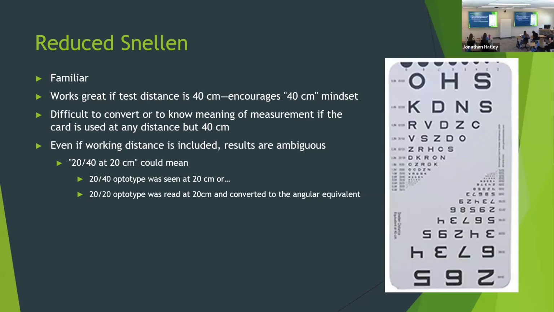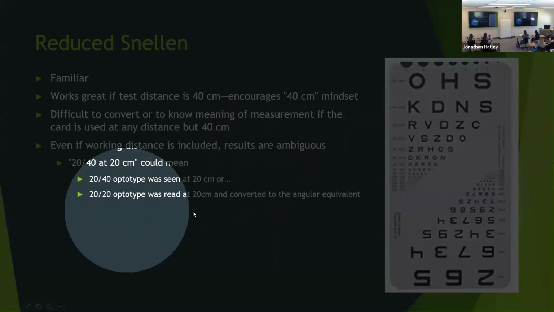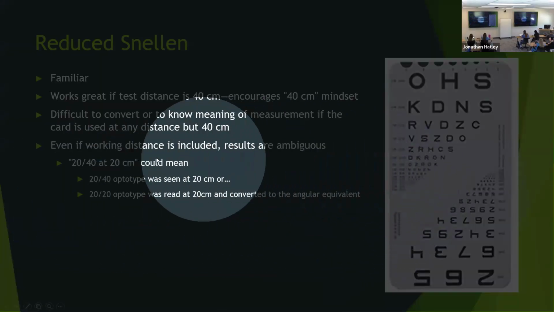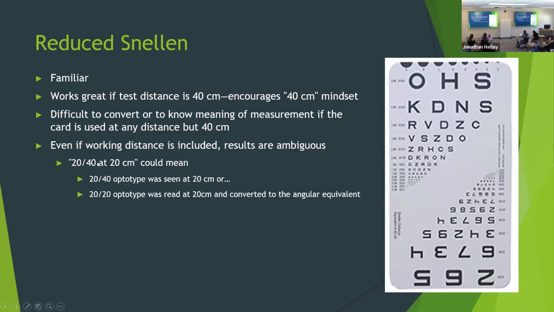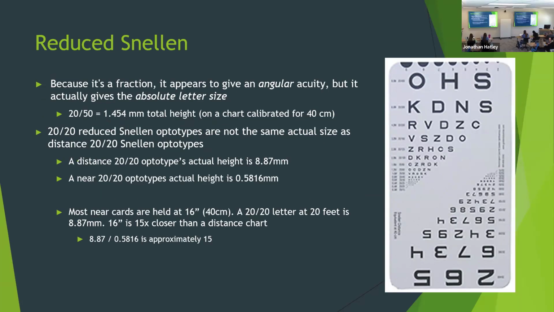Effectively, that would be an example of an incorrect visual acuity, and it would be difficult for them to repeat that and find that. So again, the results can be ambiguous unless you spend a lot of time detailing exactly what you mean by 20/40 at 20 centimeters.